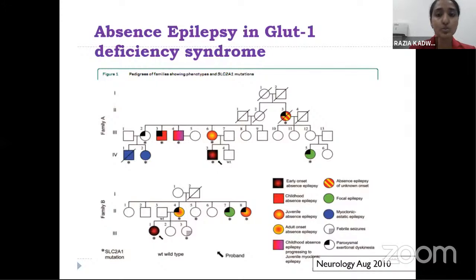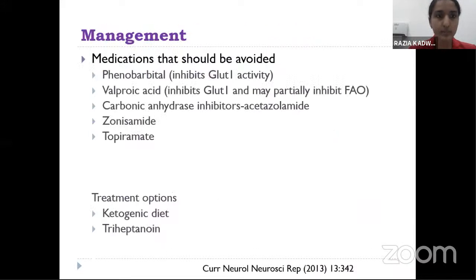Another clue towards GLUT1 deficiency syndrome is positive family history. So this is an autosomal dominantly inherited disorder. So you may get a positive family history where multiple members in the family are affected with different types of absence epilepsy and movement disorders. So again, if etiology changes, you have to optimize your management. If you're dealing with a patient with glucose 1 transporter deficiency syndrome, then you have to avoid valproate, phenobarbital, zonisamide, and topiramate. You will have to opt for modified diet and triheptanoin in these patients.